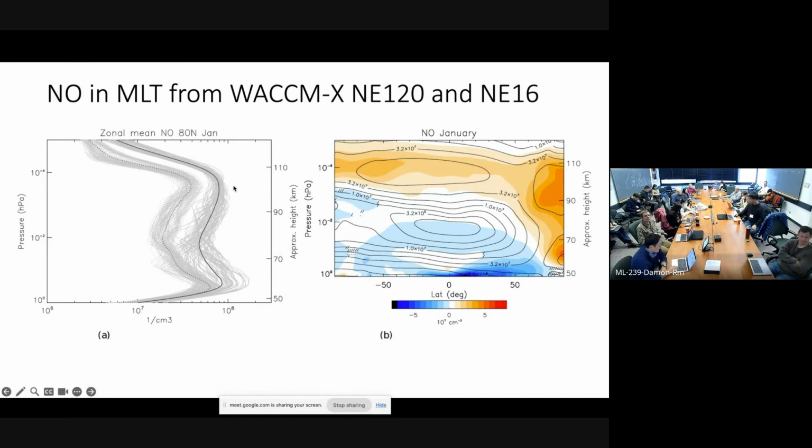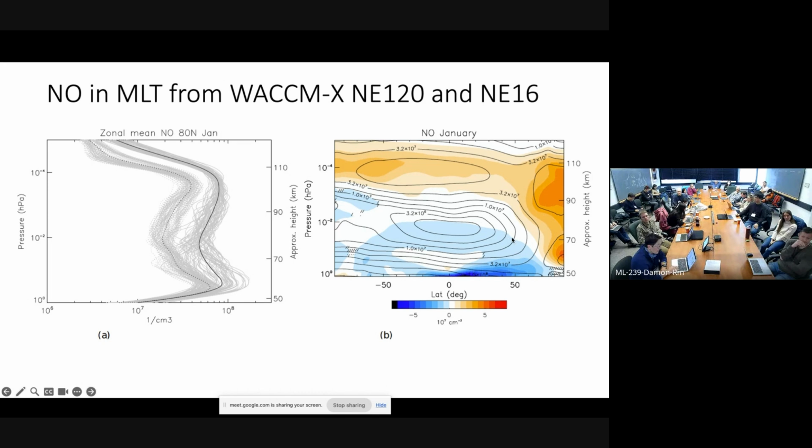This is a profile in the polar night, 80° north, a mean over January. The solid lines are the results from the high resolution simulation, and the dotted profiles are from the 200 kilometer coarse resolution simulation. And this is a log scale. So you can see that it's quite significantly larger in the whole MLT region. And at the peak, the nitric oxide is 8 times 10 to the 7th, which is twice as large as the peak we saw in the coarse resolution simulation.